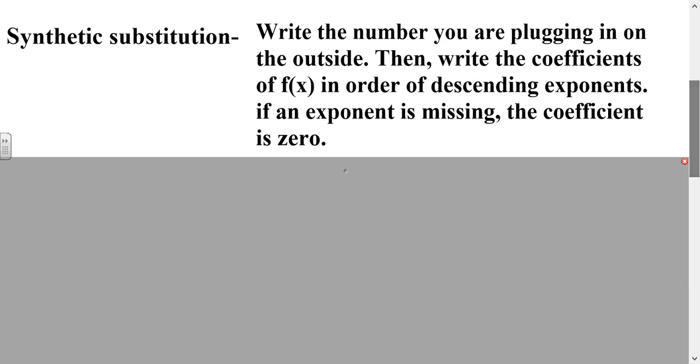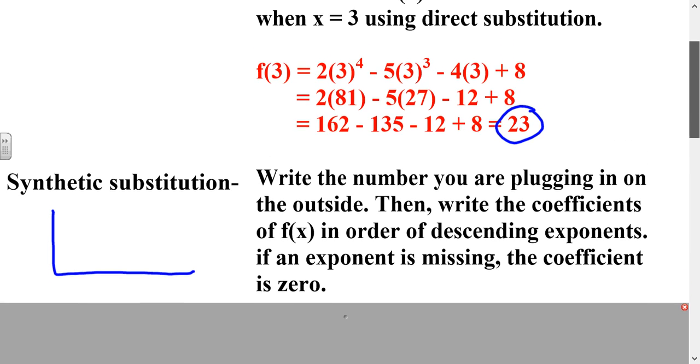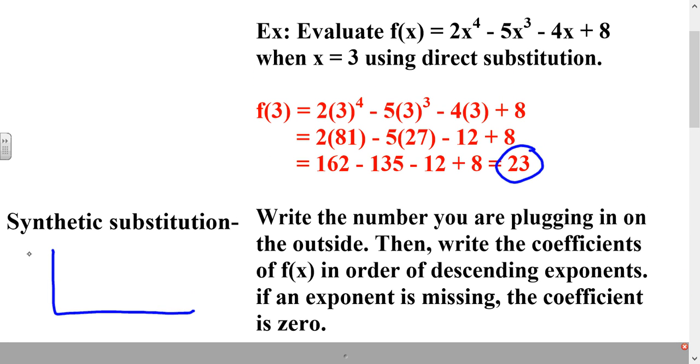So I kind of have the steps written out here. But basically, you're going to make kind of like a little box like this. And you're going to write the number that you're plugging in on the outside. So like in the last example, we were plugging in x equals 3. So you're going to write that number on the outside. And then you write the coefficients of f of x in order of descending exponents. So you're going to write 2, negative 5, negative 4, and 8.